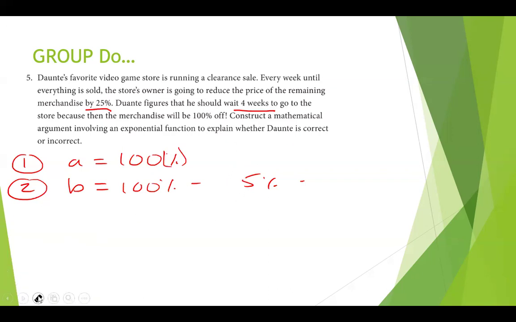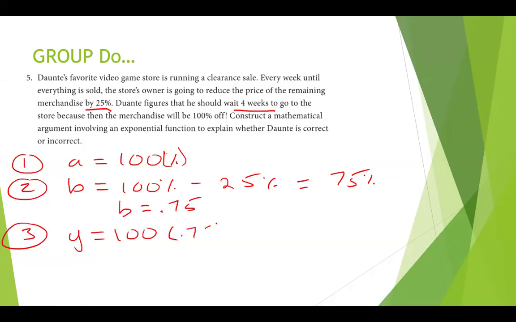Again, you see nothing. Which is going to equal, so my B equals 0.75, right? So then my model is Y equals what? 100 to the X.